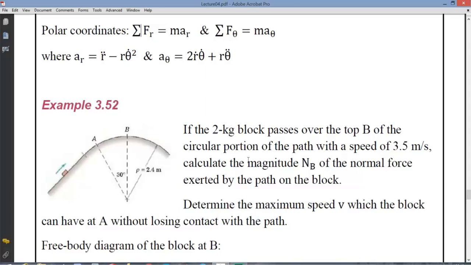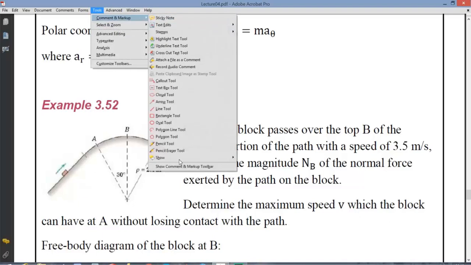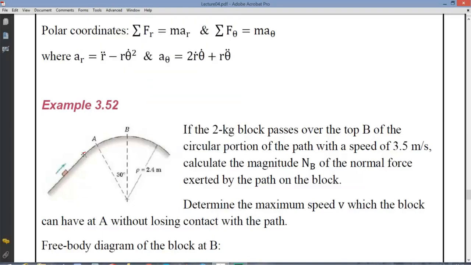This is our first example. There's a block that is moving on a path, and after some point on, which starts around here, it starts to take a curved path. And as it is passing over B, it has a speed of 3.5 meters per second. Okay, so this is some constant speed at that instant.